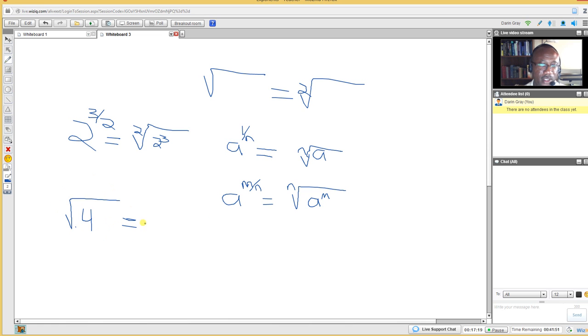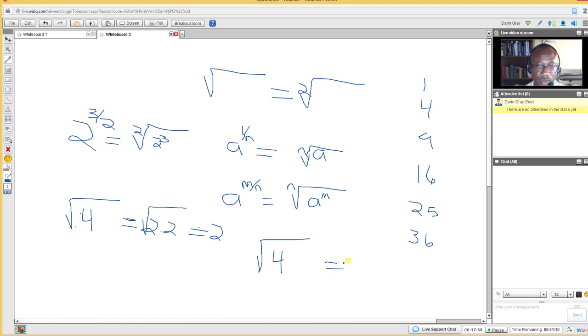So the square root of 4 is the same thing as the square root of 2 times 2, or just 2. And this only works with perfect squares. So our perfect squares are 1, 4, 9, 16, 25, 36. And that's 1 times 1, 2 times 2, 3 times 3, 4 times 4, 5 times 5, and 6 times 6. So the square root is reversing the process. All right? So if I take the square root of 4, I end up with 2.